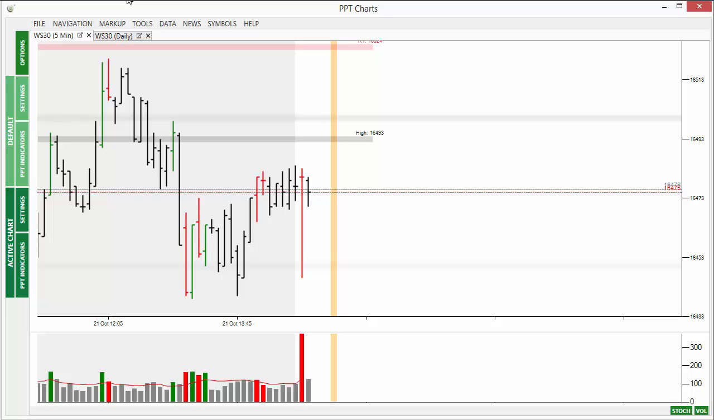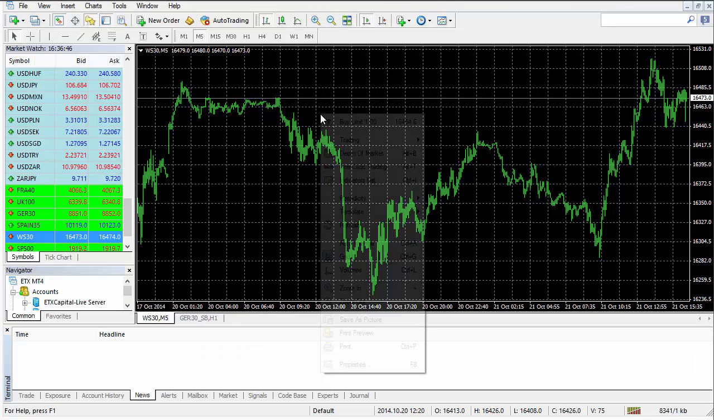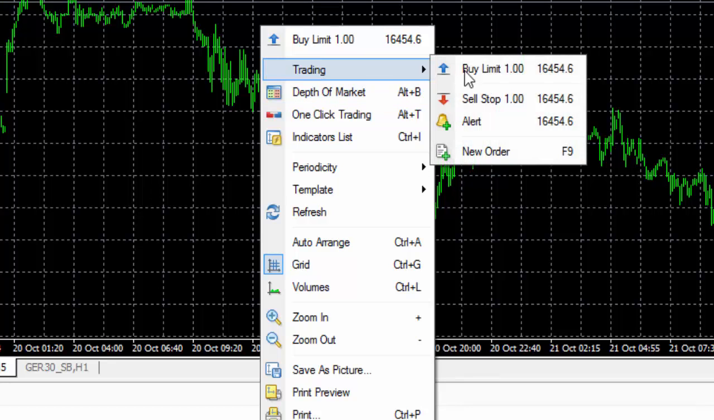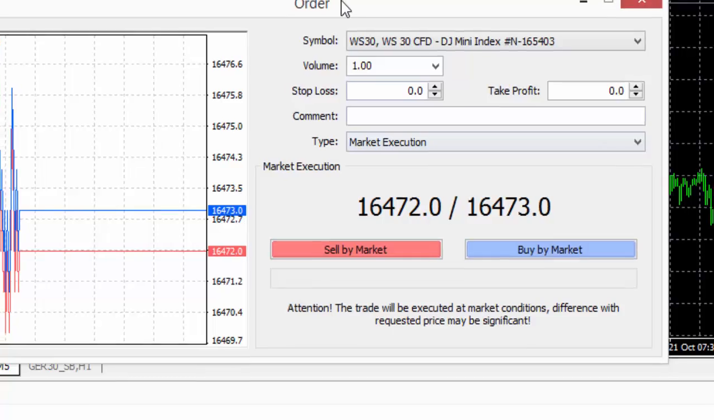The first thing I do before the market opens, apart from checking the pre-market session, is to go into the MT4 software and right click on a blank space within the MT4 Dow chart. Make sure it's the Dow chart that you have selected. Right click on a blank space and then come down to trading and then new order.